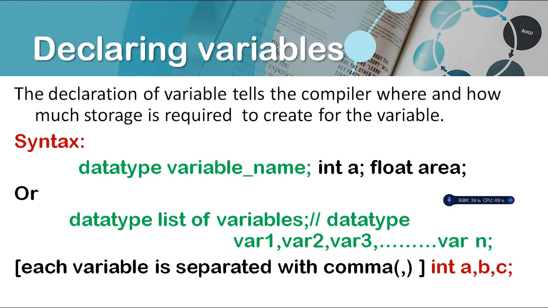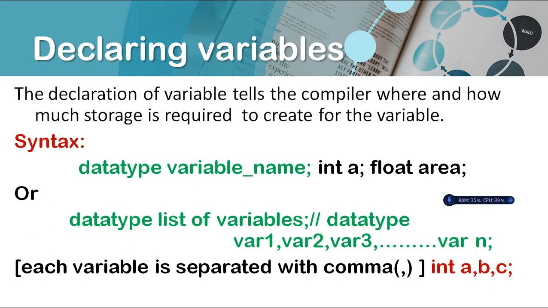So instead of writing that, I can simply use one data type and provide my list of variables. For that you can use this syntax: data type variable 1, comma, variable 2, comma, variable 3, and so on. So you can declare any number of variables. Suppose you want to declare 10 variables, you can give variable 1, comma, variable 2, comma, 3, comma, 4, comma, 5, and so on up to variable 10, then you can give a semicolon.